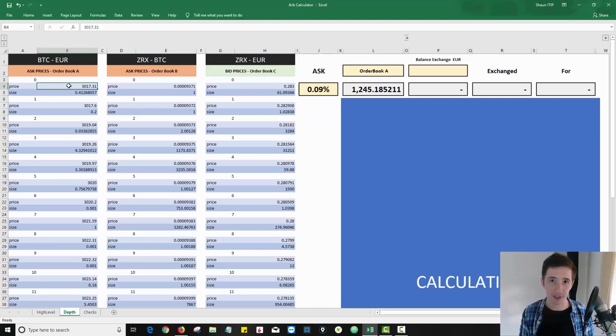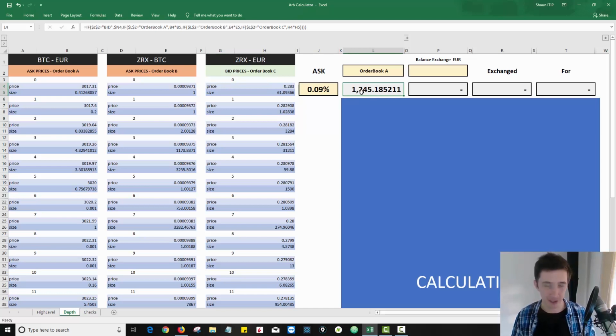So the way to think about this is, what is the total amount of available euros? If I take this size and multiply it by this price, I know in terms of euros the total available amount. And in this case, it's 1,245 euros. I've done the calculation here, guys. I've automated this whole model just to save time for you, and to help teach you. So there's 1,245 euros available.